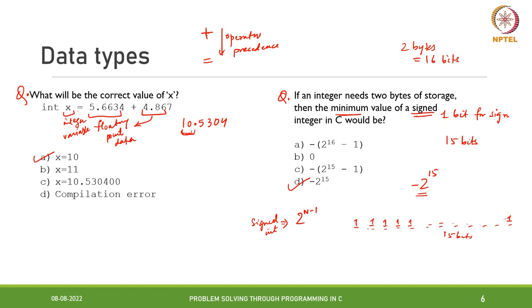No, in that case, sorry, for unsigned integer, it can have a higher storage, you are talking about the maximum value now. So it will be 2 to the power 16 minus 1, because all the bits are available for storing values. Yes, it will be 2 to the power 16 minus 1 for unsigned.